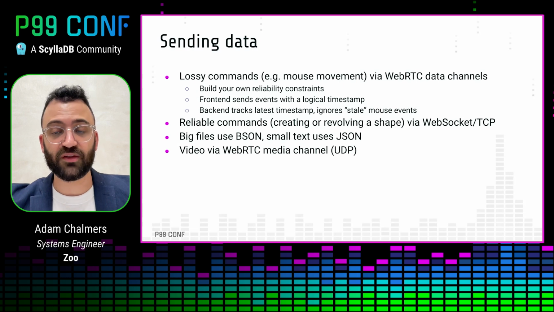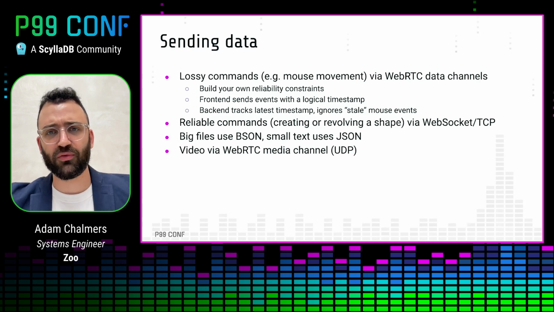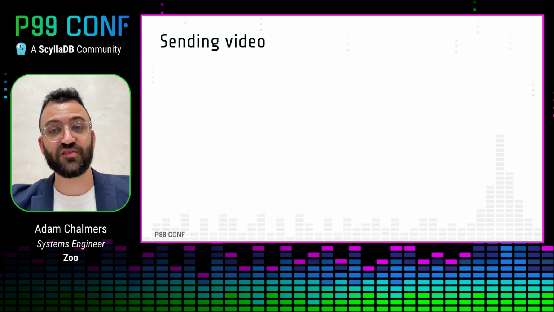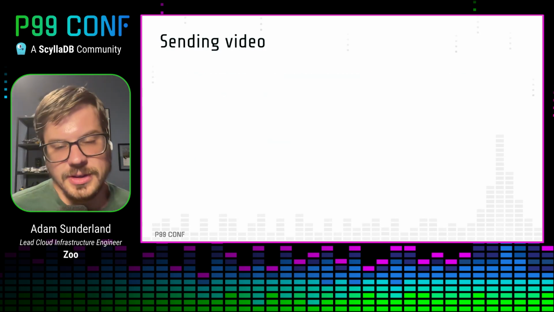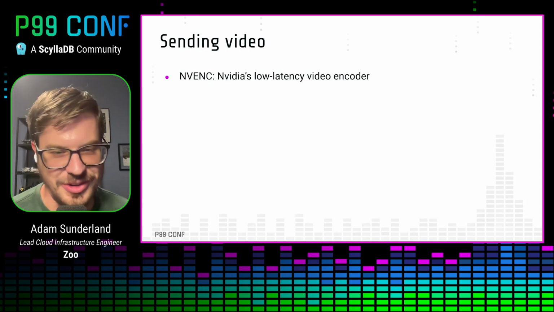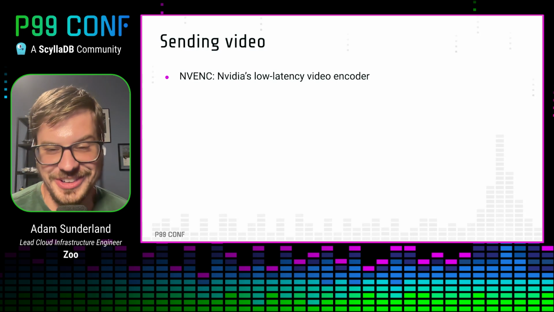And of course, we send video data. We're streaming the UI of the CAD app, kind of like running a remote cloud gaming service, basically. And we use WebRTC media channels for this. But there's a lot more to keeping video low latency than just use WebRTC. Right. One of the things we use to keep that low latency is called NVENC or Nvidia Encoder, however you want to call it.